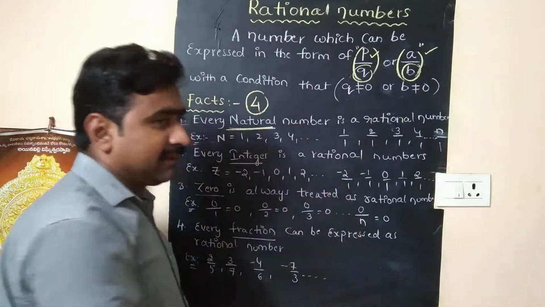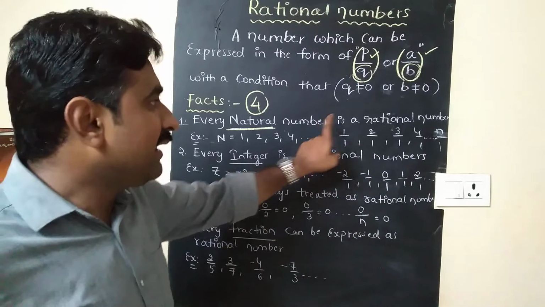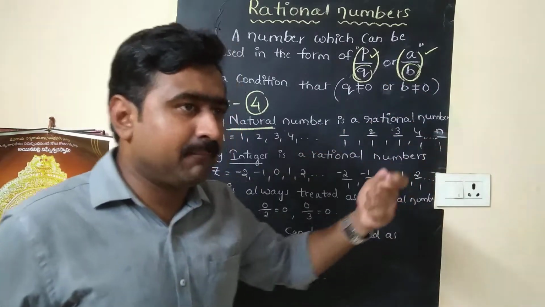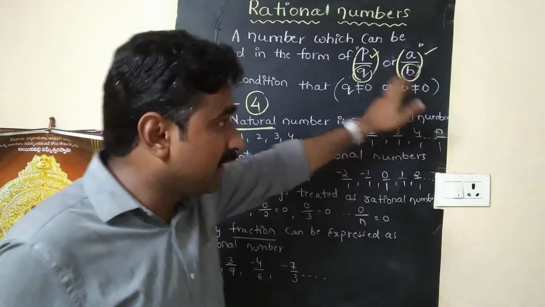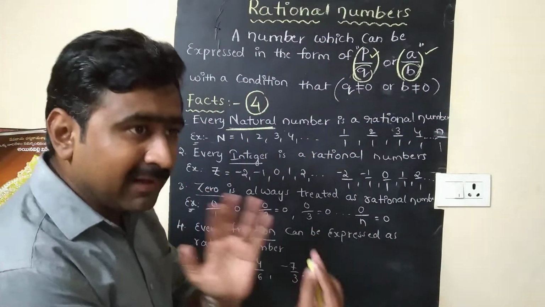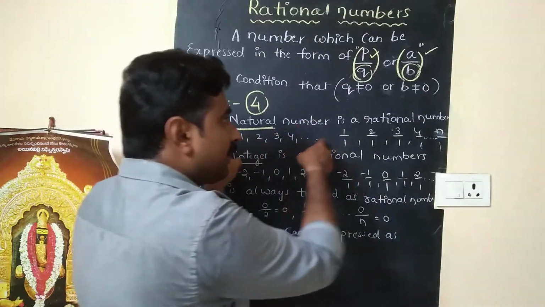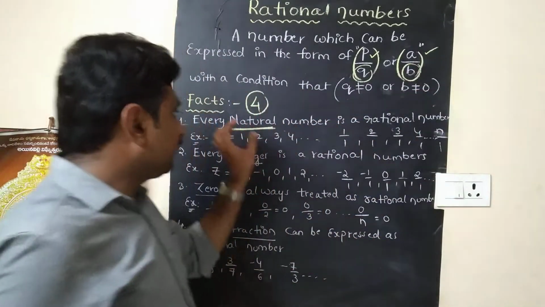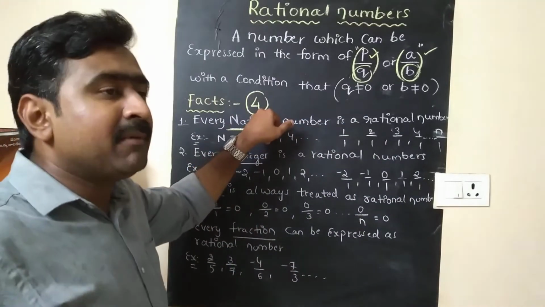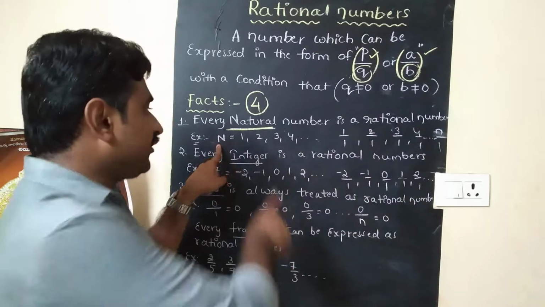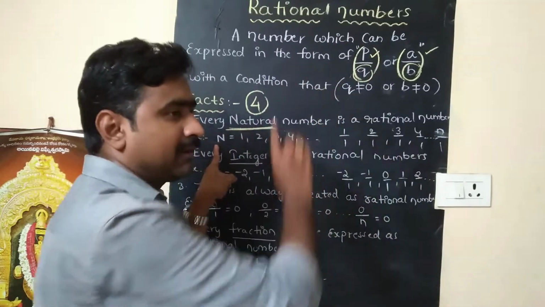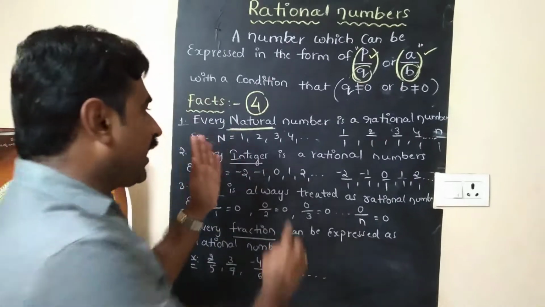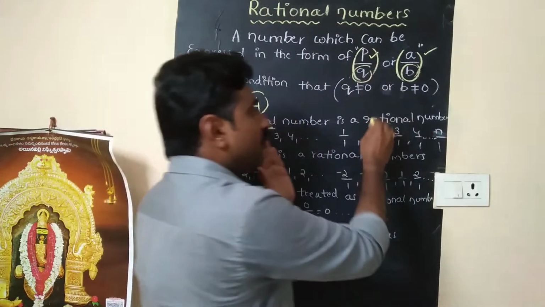Every natural number can be expressed as a rational number. A rational number is nothing but p by q form or a by b form, correct or not? Right now, we are going to show the relationship between a natural number and a rational number. Just now I told you that natural numbers are denoted by the letter N, starting with 1, correct or not? So 1, 2, 3, 4, and up and so on. I would like to convert these natural numbers into rational numbers.